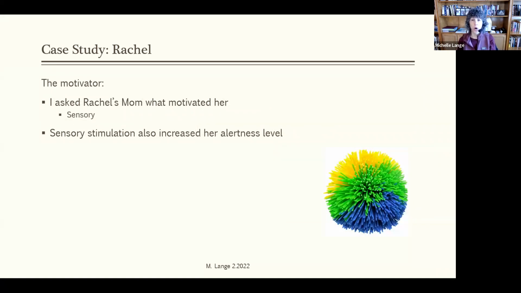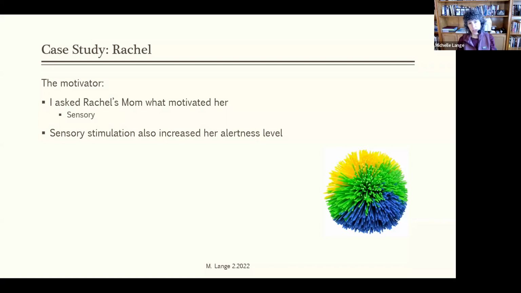So I asked Rachel's mom what motivated her. And not a big surprise, it was sensory. Lots and lots of sensory input. As a matter of fact, Rachel had a number of sensory choices that were attached to her manual chair by plastic links, such as a little ring. I'm thinking it was a little leather cuff with bells on it. So that was something she would sometimes grab, and she could hear that auditory feedback.